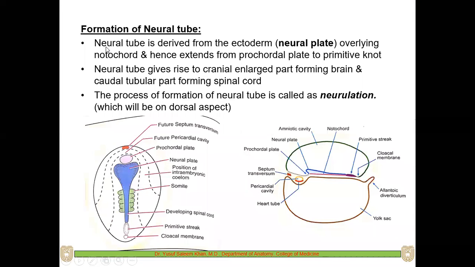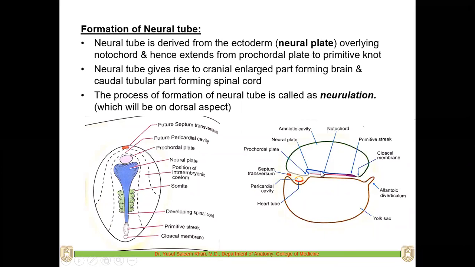Formation of the neural tube. The neural tube is derived from the ectoderm, as you can see here. These are the upper layers, called the epiblast, which will now form the ectoderm. These are the hypoblast, which will form the endoderm, and in between we have the mesoderm on the sides, and in the midline there is the notochord. Now here we are seeing the changes in these blue epiblastic cells, or the ectoderm. So the neural tube is derived from the ectoderm neural plate.